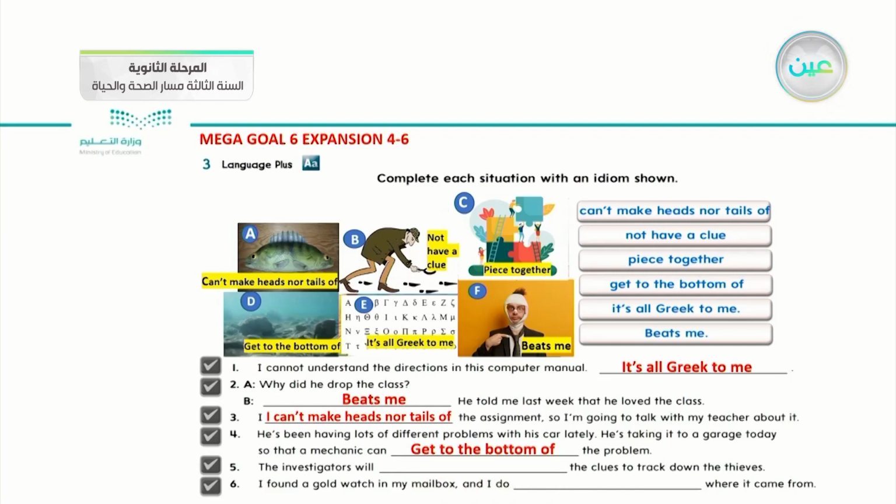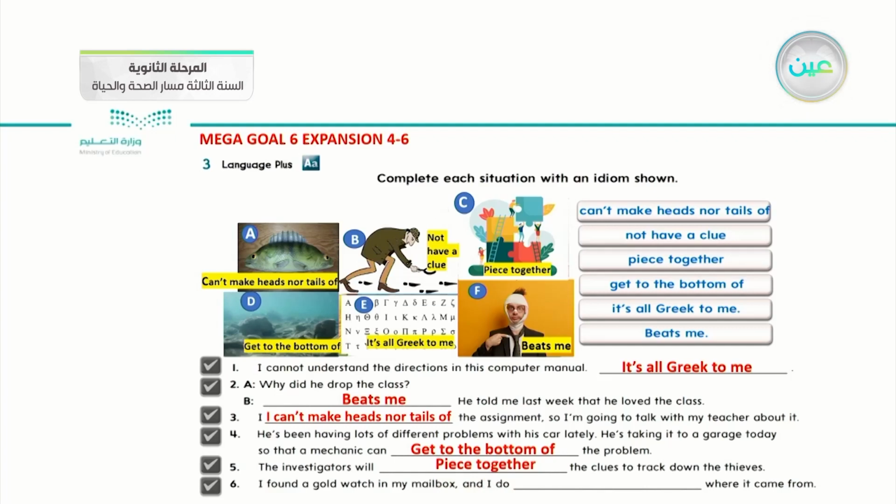Number 5, the investigators will piece together the clues to track down the thieves. What do you think it is? Piece together, which means he collects the clues to reach the thieves at the end.